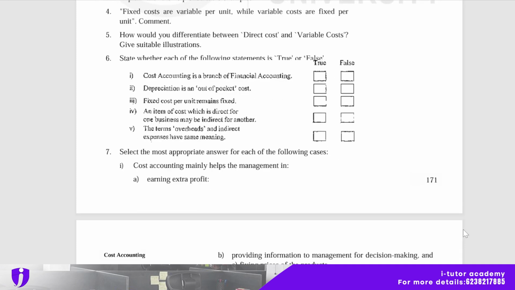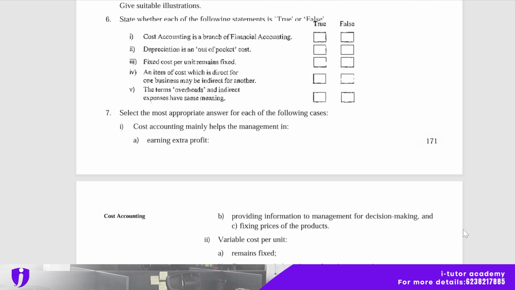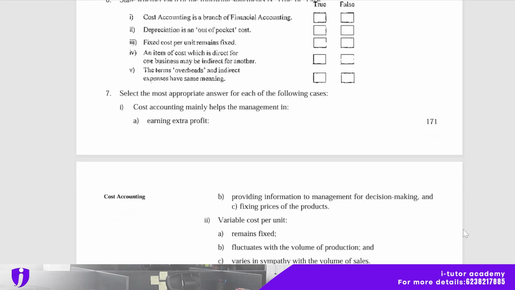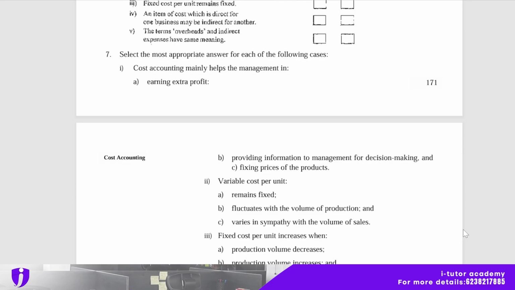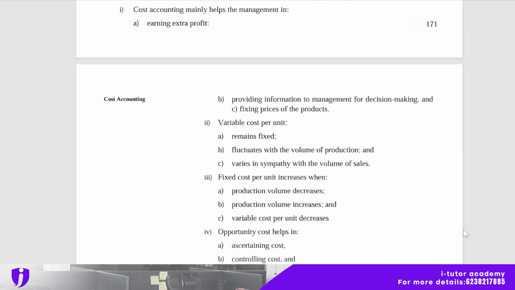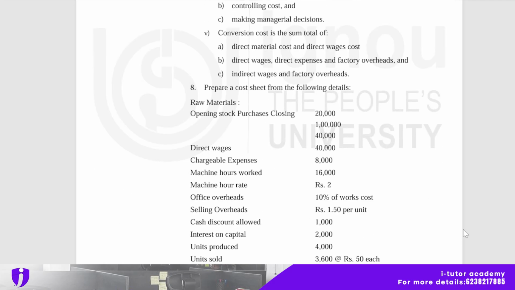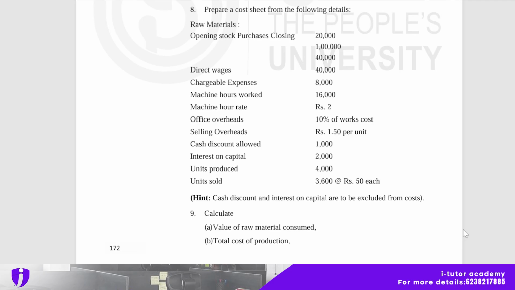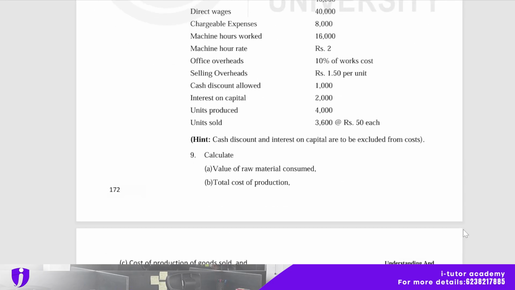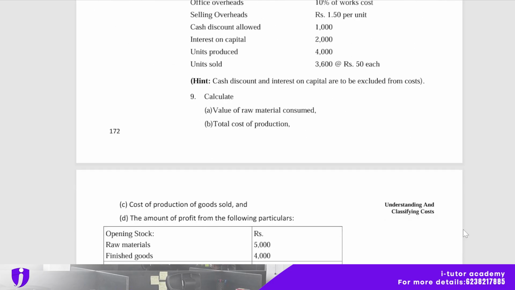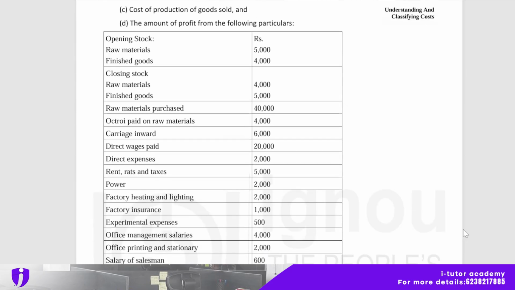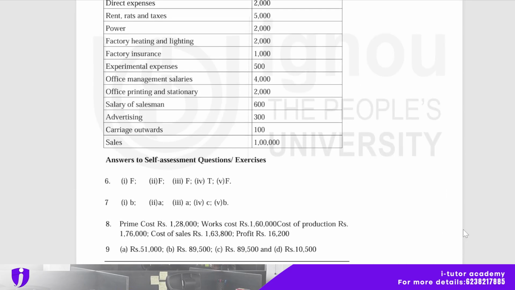Give suitable example. And here are also true and false based questions, and select the most appropriate answer for each of the following cases. Okay, you just go through this and try to answer, and prepare a cost sheet also. We already discussed about cost sheet, and the illustration section also we discussed, and calculate value of raw material, total cost of production, etc. Right, these are the questions based on this unit. You just try to answer these. It will be more helpful for your final term examination.